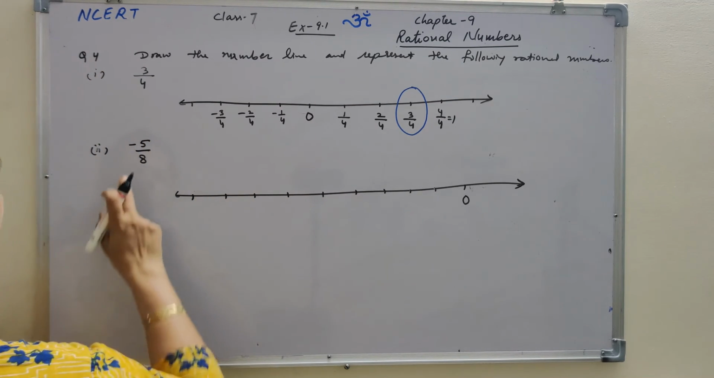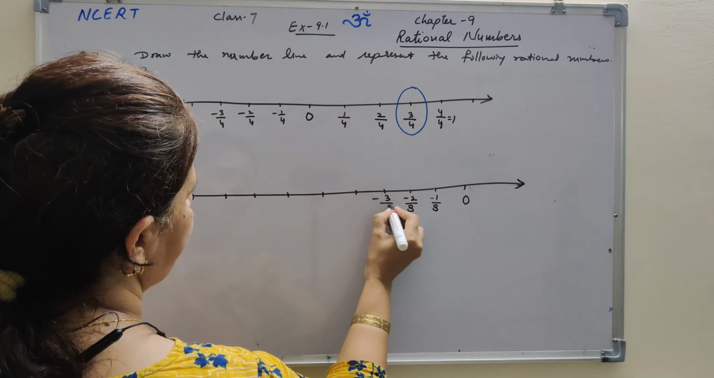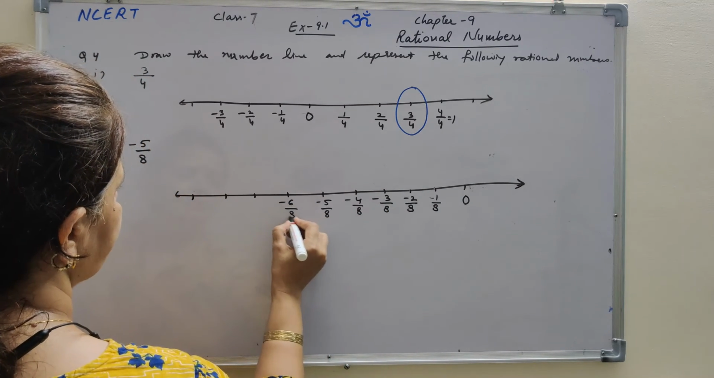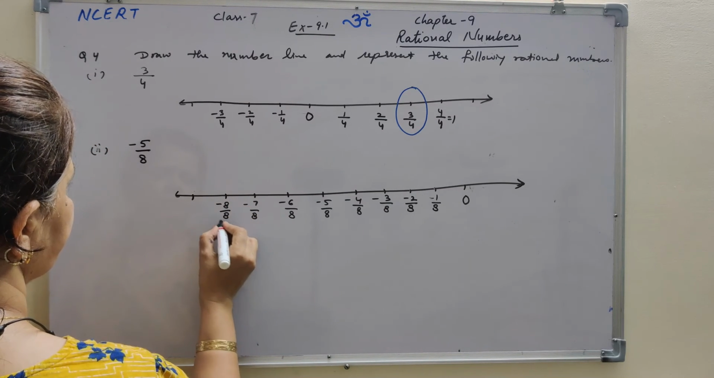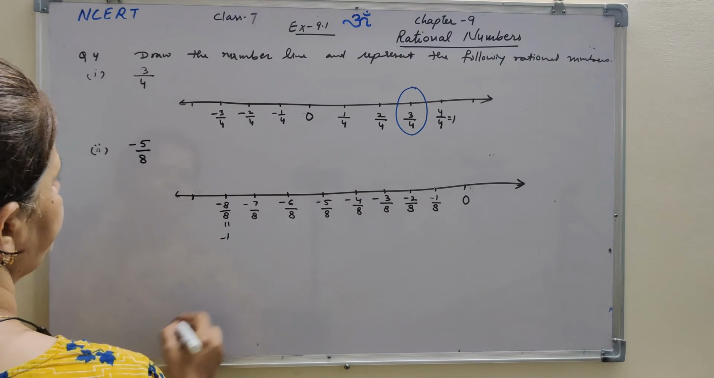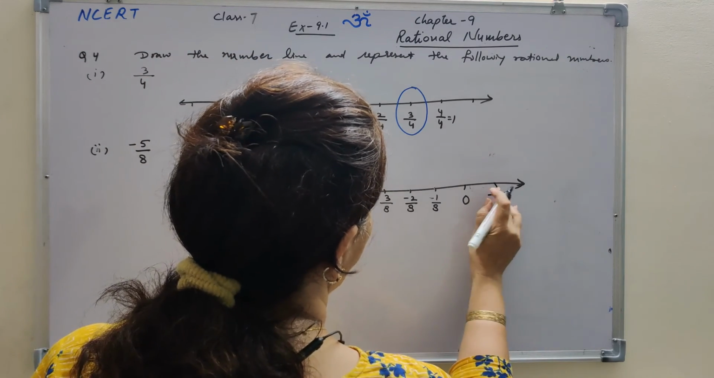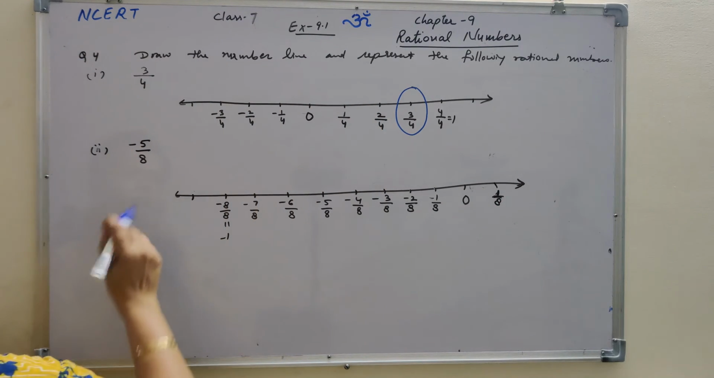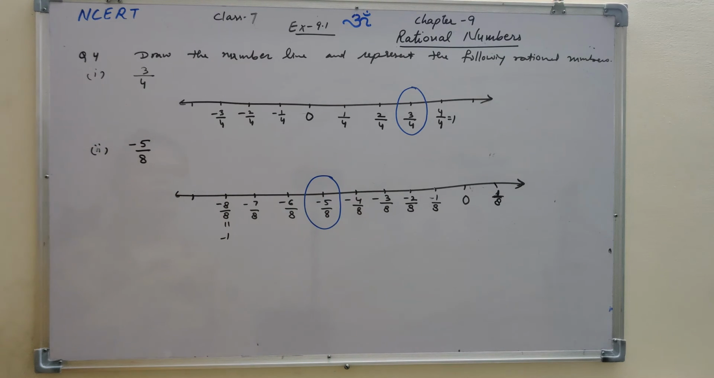Gap should be equal. So first is minus 1 by 8, then minus 2 by 8, minus 3 by 8, minus 4 by 8, minus 5 by 8, minus 6 by 8, minus 7 by 8, and minus 8 by 8, which means this is equal to minus 1. Okay, and on the other side I have my 1 by 8. It is 1 by 8 positive, and I have to represent minus 5 by 8, so this is my minus 5 by 8. This way you can represent it on the number line.